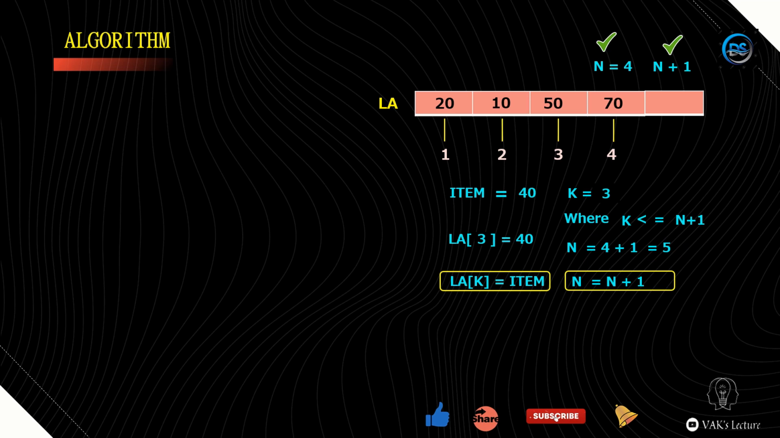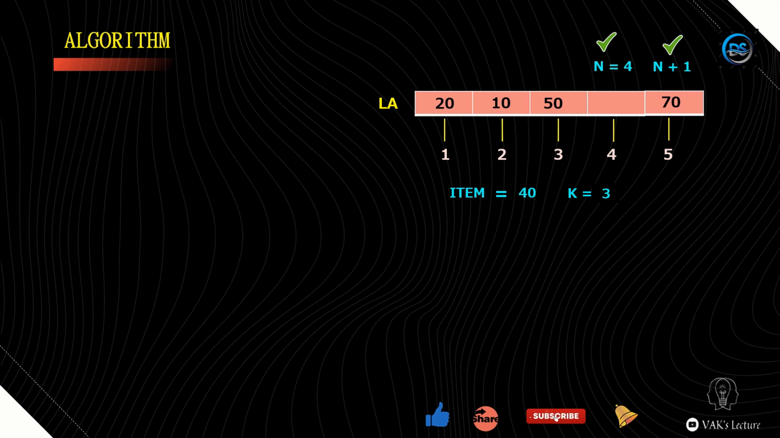Now the size of array LA will be 5. Now to get the empty space at the third position, what we have to do? We have to move 70, which is in 4th position, into 5th position. Means LA of 5 is equals to LA of 4. That means LA of 4 is stored into LA of 5, right?